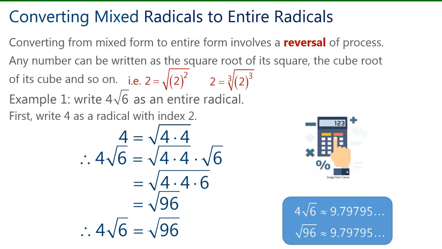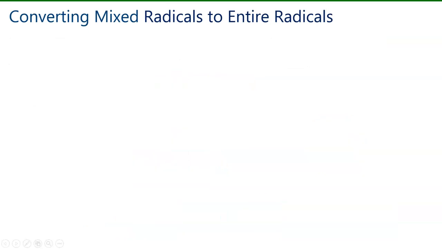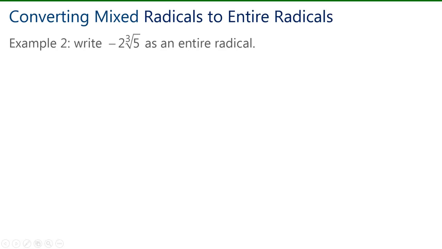So 4 root 6 is equivalent to the entire radical of root 96. We can verify this with technology. Notice that 4 root 6 and root 96 are the same decimal equivalent, and we're done. Let's look at another example. Write -2 cube root of 5 as an entire radical.